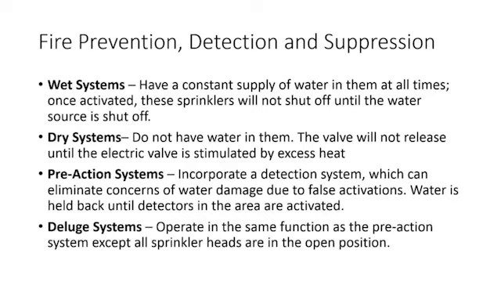A wet system, those pipes are ready to go. They have a constant supply of water in them at all times. Now, once they're activated, the sprinklers are not going to shut off until you go shut it off at the main, right? It's not like it's just going to blast for about 5 minutes and be done, or blast for a minute and be done. These are connected directly to your water main in your facility. So you're going to have to shut that off, crank that wheel to get those to turn off.